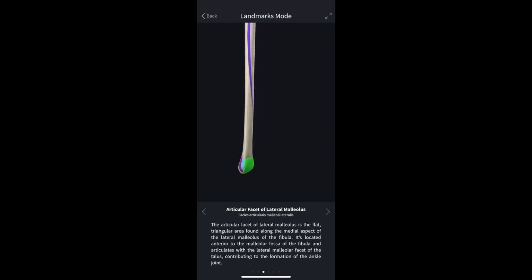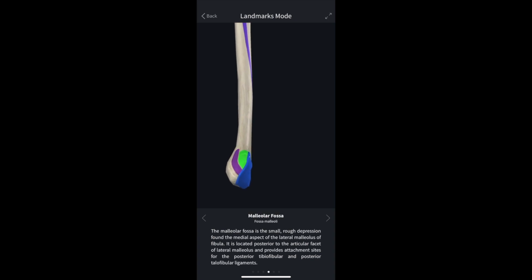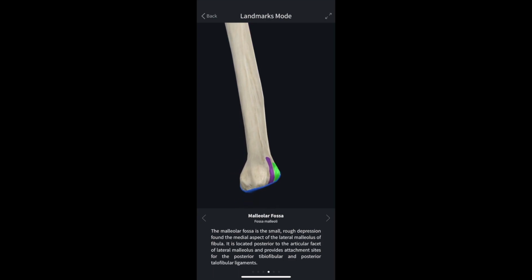It provides attachment points for posterior tibiofibular, posterior talofibular, calcaneofibular and interosseous tibiofibular ligaments, which contribute to stabilizing the joint. The malleolar groove is a smooth vertical depression on the posterior aspect of the lateral malleolus where the fibularis longus and fibularis brevis tendons pass through.